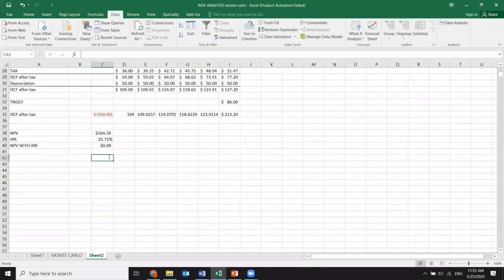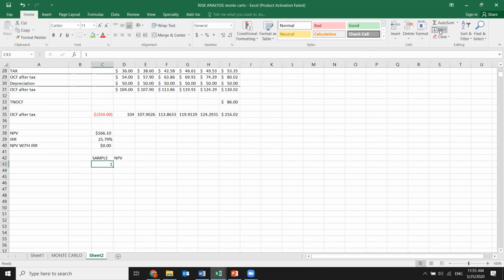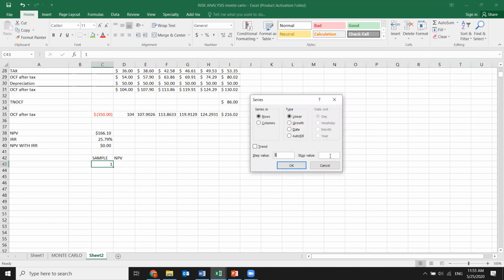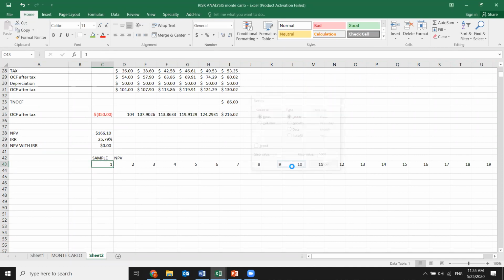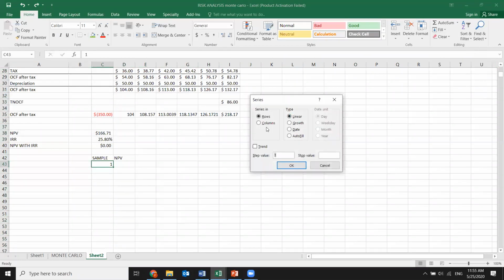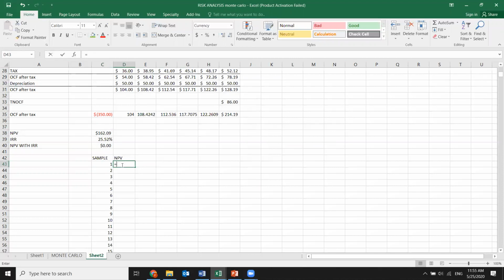Now, sample, NPV. My sample is from 1 to 1000. I go to fill, series, from 1 to 1000. Oops, did not specify the columns with the rows. It should be column, 1000. Then NPV. I'm selecting the already calculated NPV. Then I have to select all. I'm not selecting the sample and NPV. I'm selecting only the numbers.